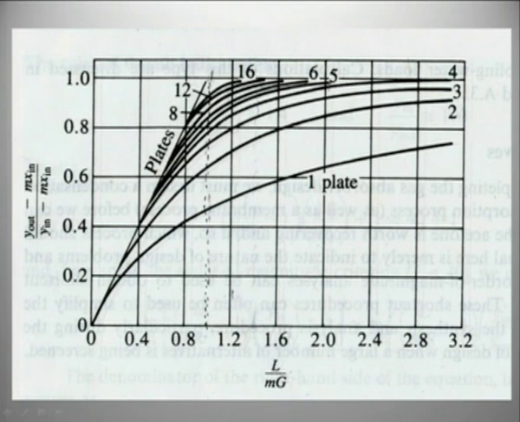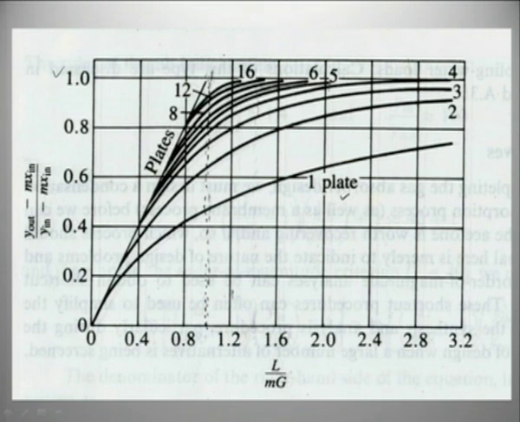Okay, L by mg equal to 1. Now, you can see that we cannot get close to the complete recovery, that is y out minus mx in divided by y in minus mx in equal to 1, even with infinite number of plates. What you see here is the parameter is number of plates and the percentage recovery, and you can see here that even with the infinite number of plates, which is this particular tangent, if L by mg equal to 1, I cannot get complete recovery. Now, complete recovery is desirable when the solute is very valuable, or if the solute is highly toxic, for example, hydrogen cyanide.